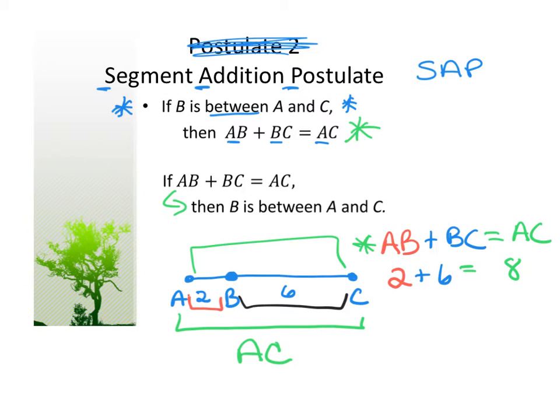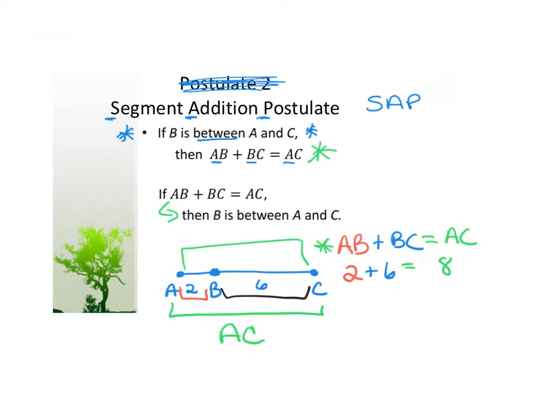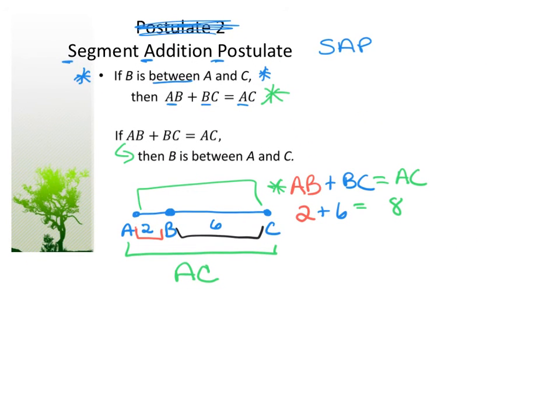Now, you might also get questions where I give you the length of the entire segment and I want you to find a little piece. So then instead of adding, we're going to subtract. So let me draw another example here. So let's say we have same segment, but I'm going to put different numbers here. So I still have AC. I'm going to put B in between.